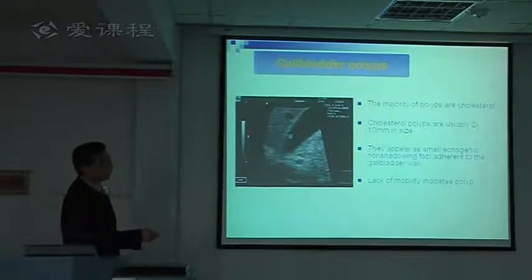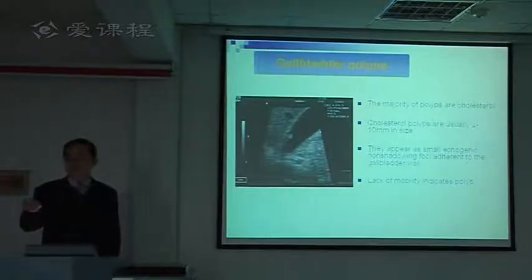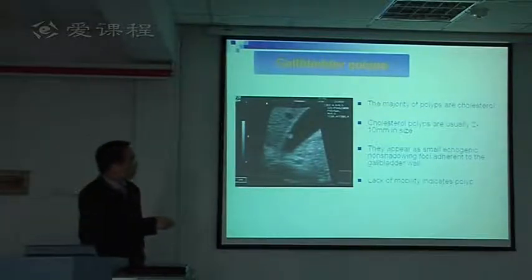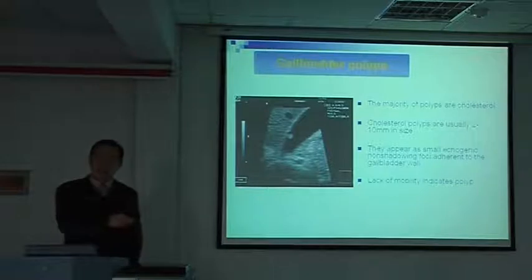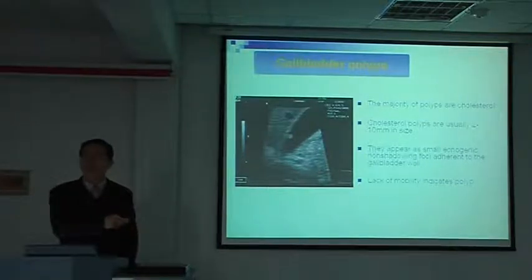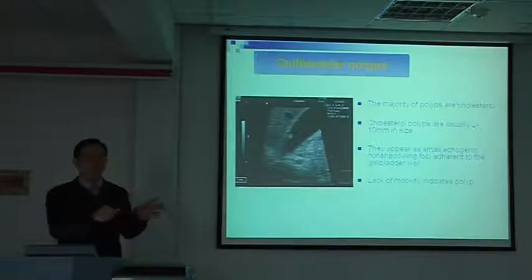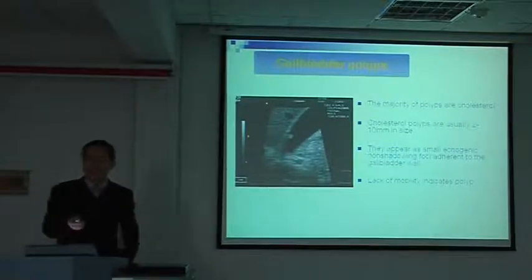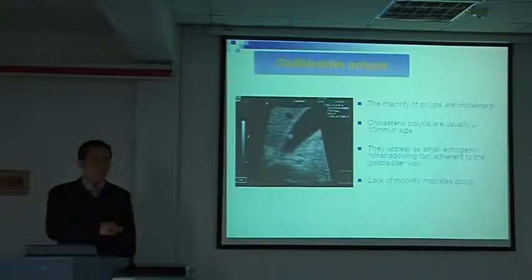Maybe polyps. Can you tell? Why? I didn't know. Why? Because cholesterol density is the same as bile. Maybe? Why? This is a very good question. Why? Yes, this is a good question.